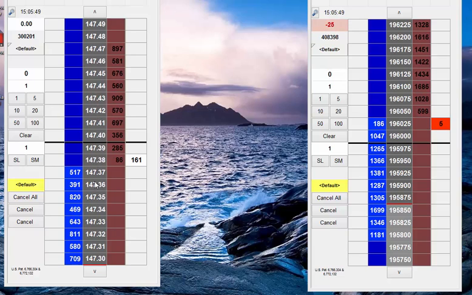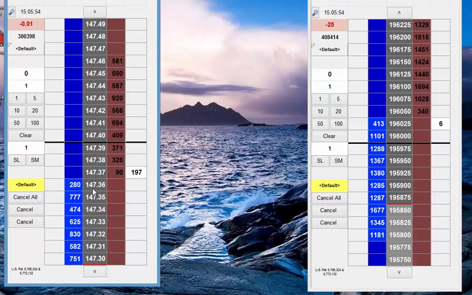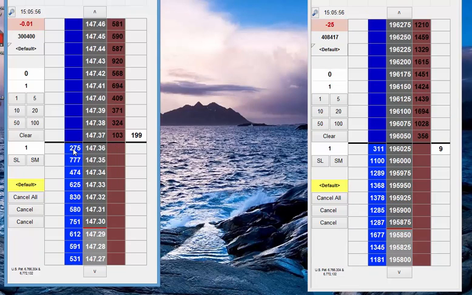I'll just start off by going through what each of these columns mean. On the left hand side here, all these numbers in blue represent the number of contracts that are being bid by market participants at that particular price. So for example, at this price of 147.34, there's currently 461 contracts bidding.